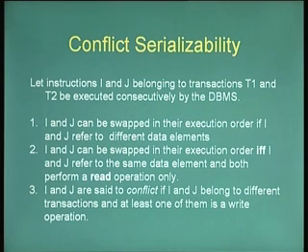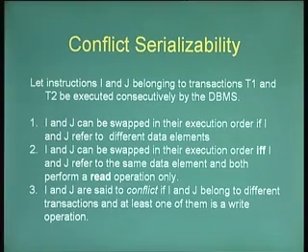Now consider two activities I and J belonging to two different transactions T1 and T2. I and J can be swapped in their execution order if they refer to different data elements, because it does not matter: one is referring to element A and the other to element B, and we can perform them in any order. And I and J can be swapped even if they refer to the same data element, as long as all that they are doing is reading its contents. If both are just reading the same data element, it does not matter who reads first and who reads second, as long as there is nothing else in between them.